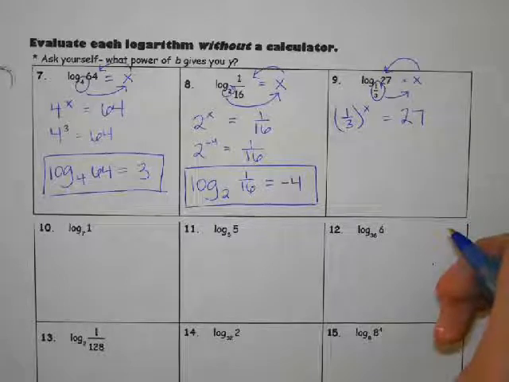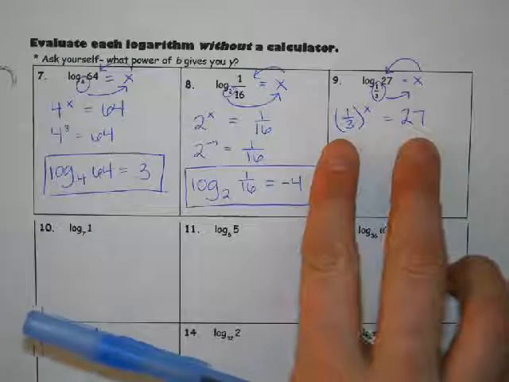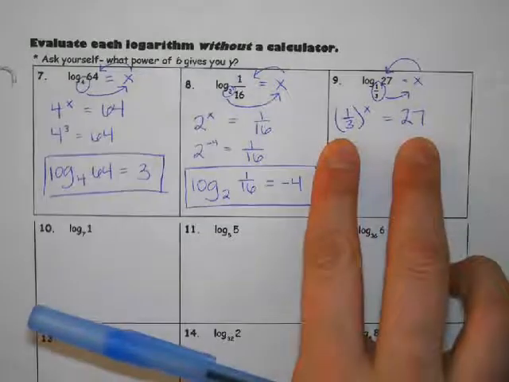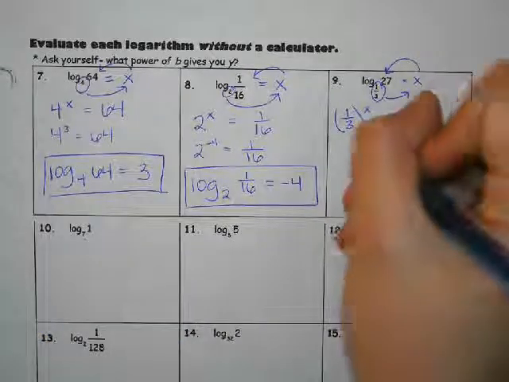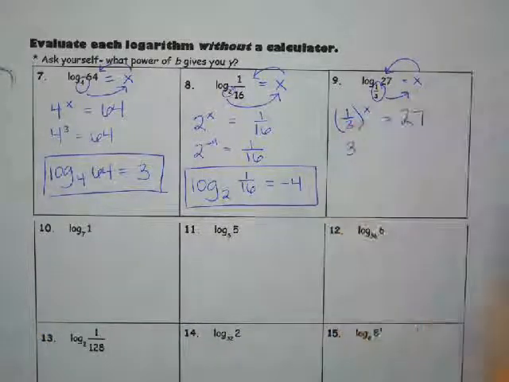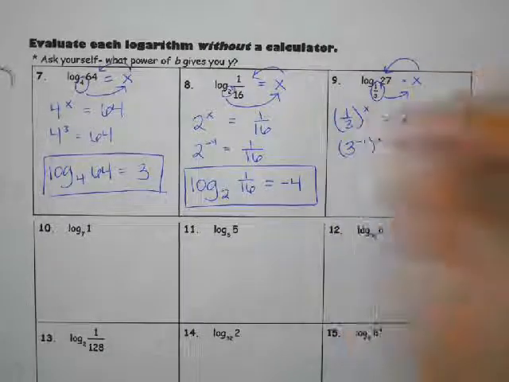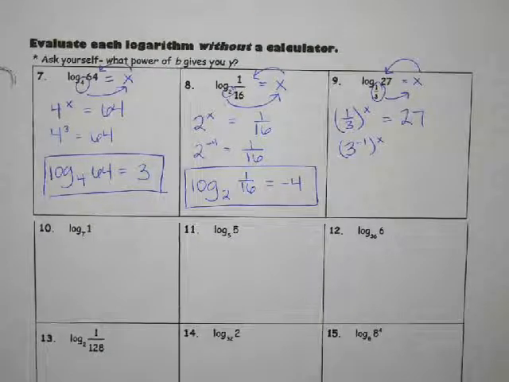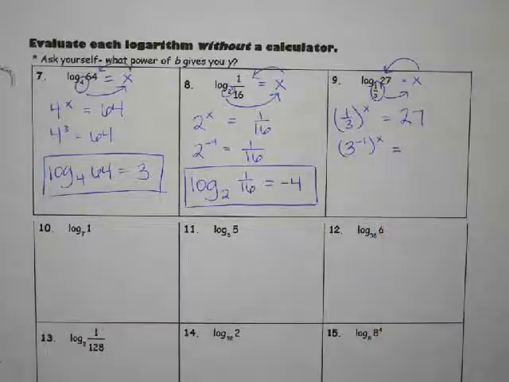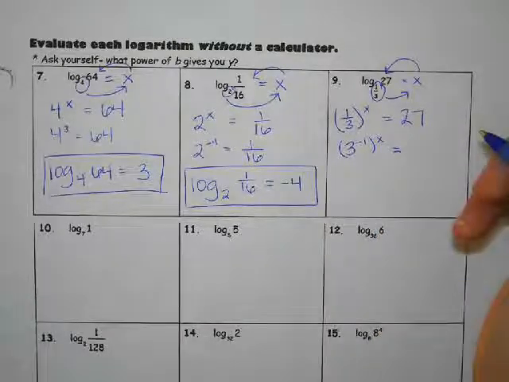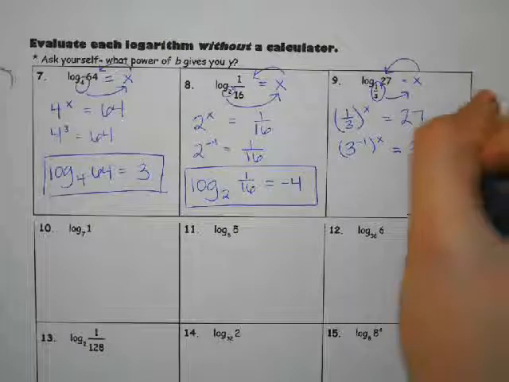So we're going to look at our chart and see where 1/3 and 27 show up in the same column. The 3 column. So 1/3 is going to be rewritten as 3 to the -1. So I took the 1/3 and I wrote it as 3 to the -1. And 27 is going to get rewritten as 3 to the 3rd.